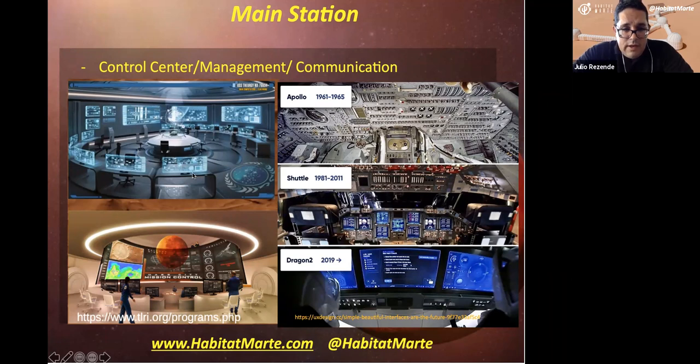It's also interesting to see here some concepts of computer screens in the control center to control the mission, where one computer screen is used for many tasks related to the operation of the station.